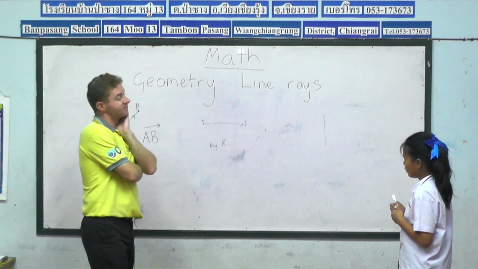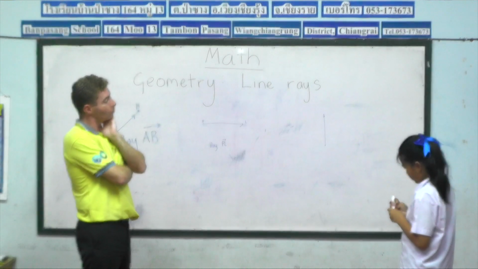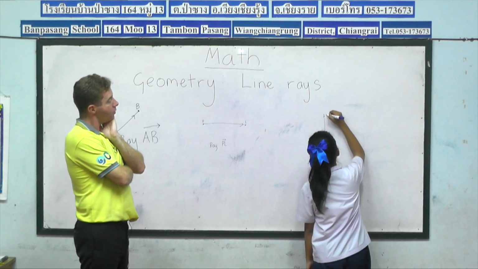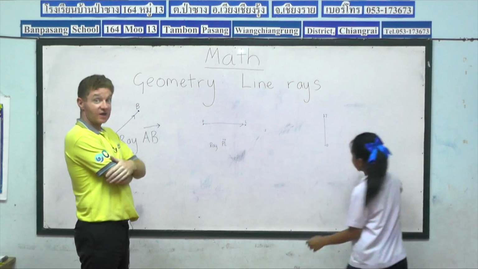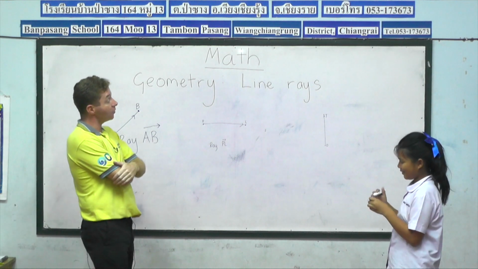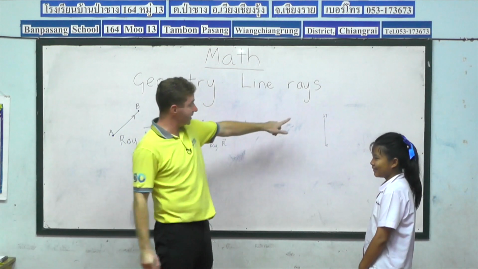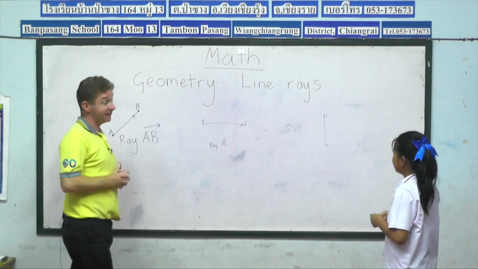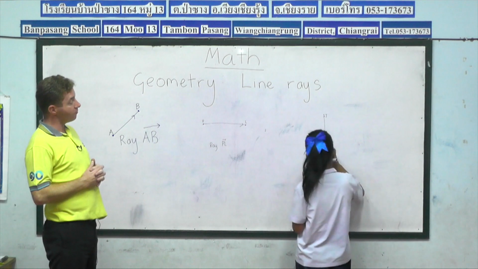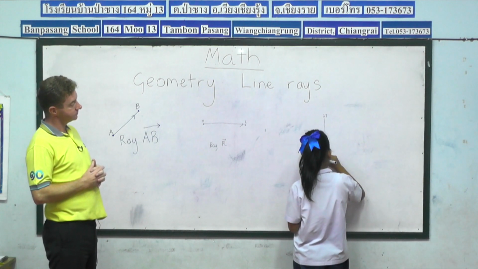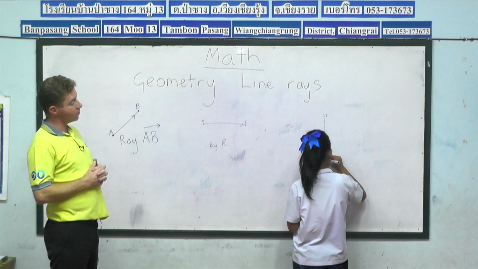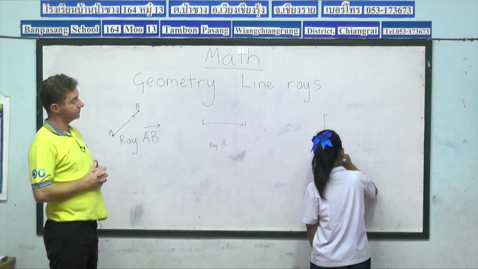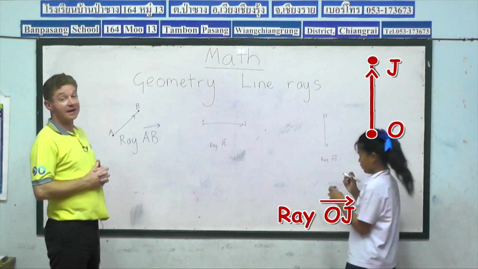But now Lak Gao needs to label her line ray. So what references will you use? O, J. So Lak Gao's line ray is called ray OJ. So now, can you show us how we label it, please, Lak Gao? So it will be ray R-A-Y O, J. And then the arrow above the letter J.